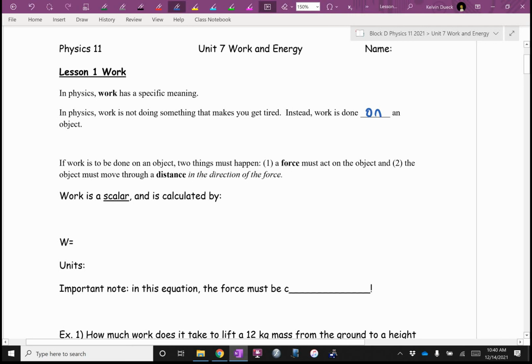In other words, here's the punchline. Work is calculated by force times distance. I'm not going to put a times sign because if I put the letters side by side, that means multiply. So work is FD. But the force and the distance have to be in the same direction.